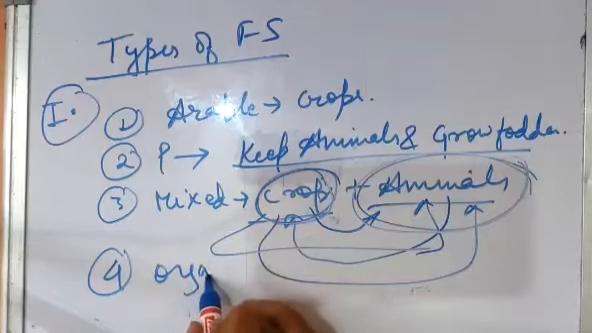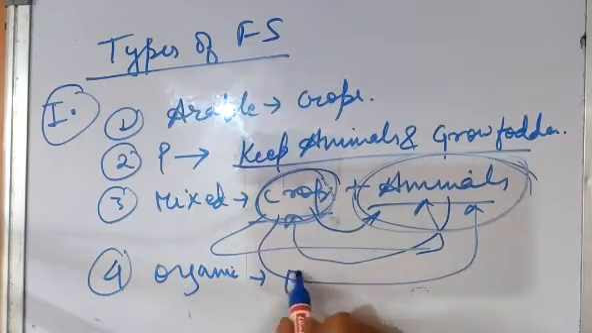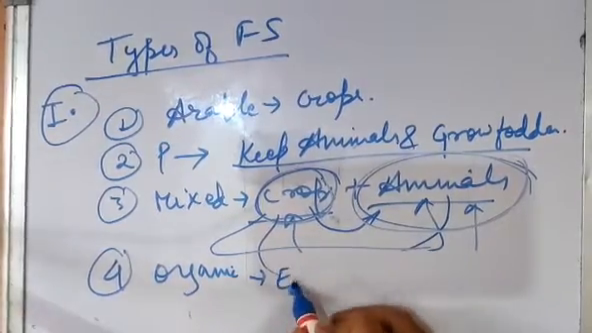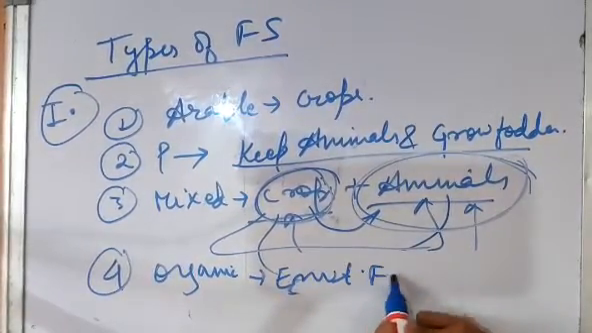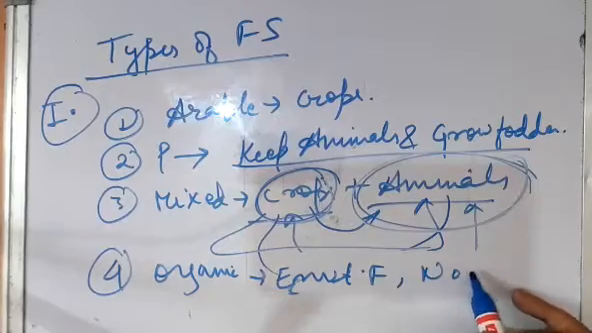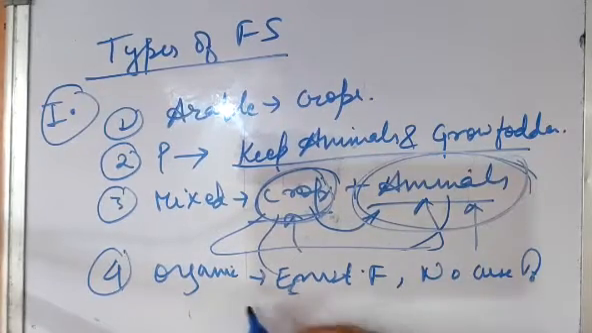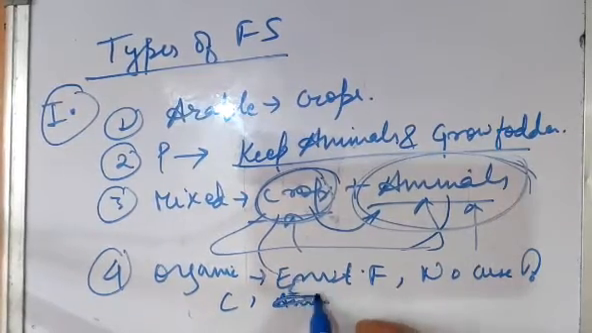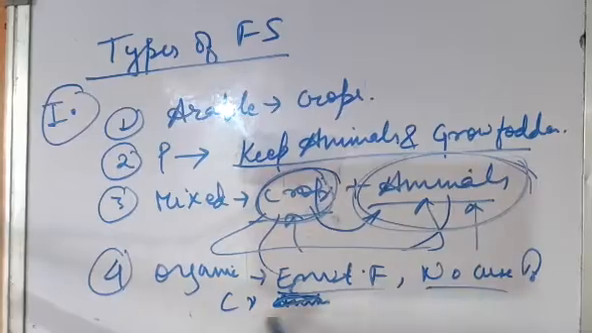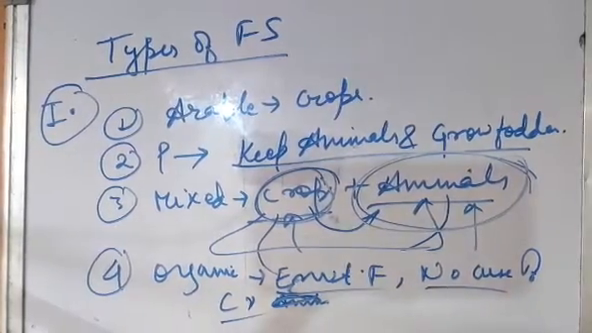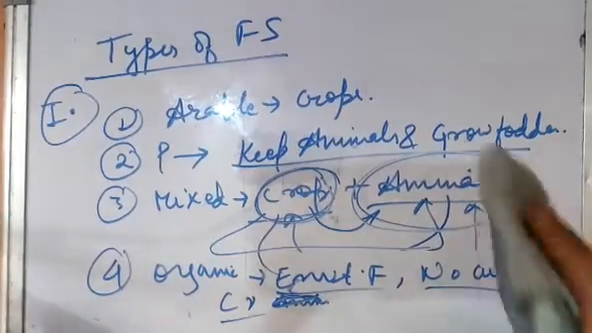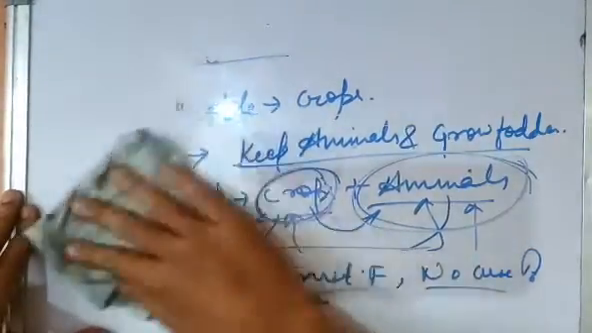Then organic, which is environmentally friendly, as we all know. No use of chemicals. Animals are used sustainably, not on a high basis but on a normal basis. So these are some major types of farming system.